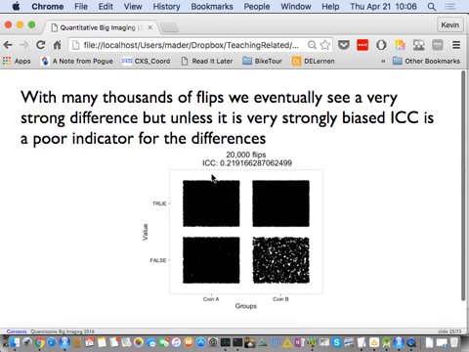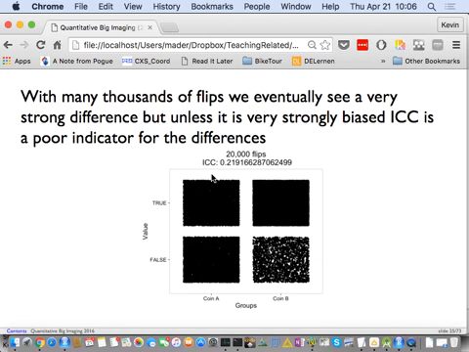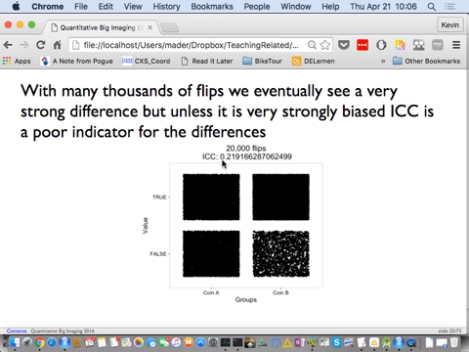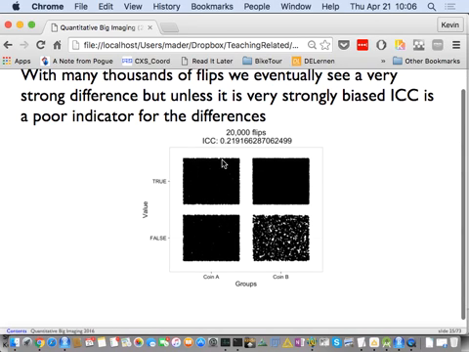If you then increase it, you can see, for 20,000 flips, that the ICC drops down to 0.22. And visually, we see that there is sort of a difference between these two groups. And so coin B got less heads than coin A.